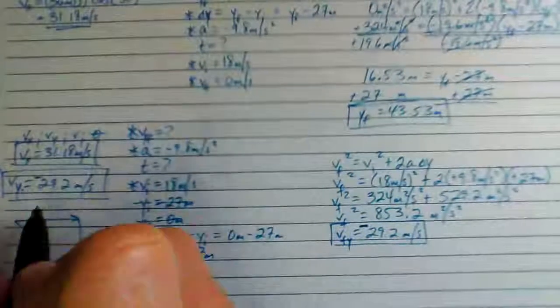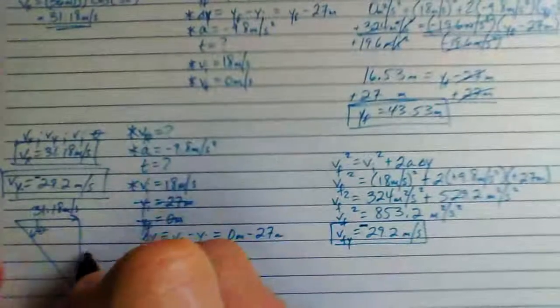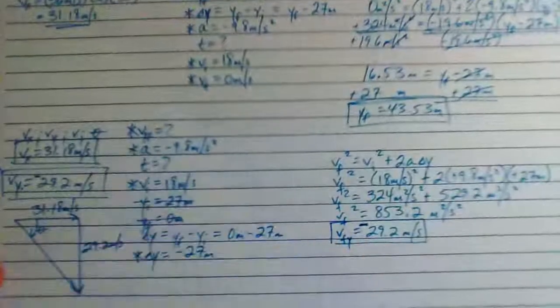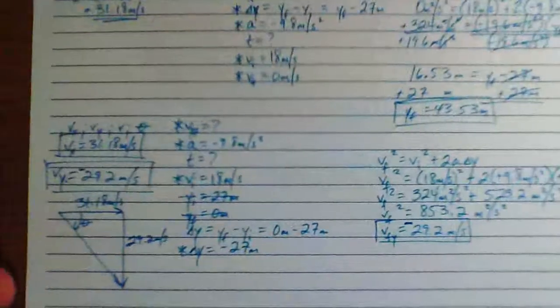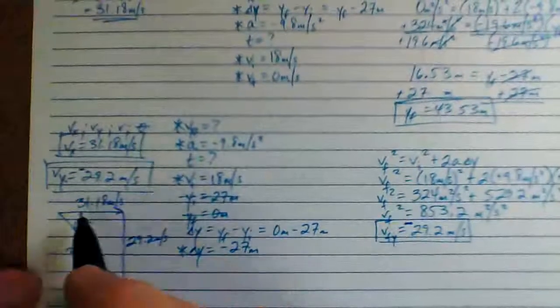So there's my angle, right? 31.18 meters per second is my x component. I'm just going to put 29.2 meters per second here because I do have the arrow indicating direction already, so I don't really need to worry about that. So I'm looking for that velocity right there and that angle.